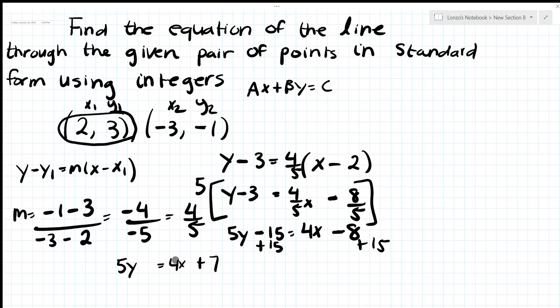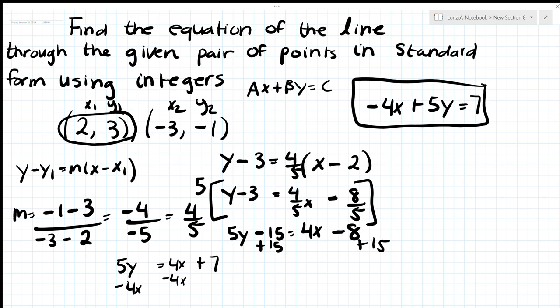We're almost there. Now I got to move this 4x to the left because I want all the variables on one side, so I'm going to subtract 4x. So my final equation in standard form, I'll put it right here, is negative 4x plus 5y equals 7. So that's how you write an equation in standard form when you're only given 2 points.